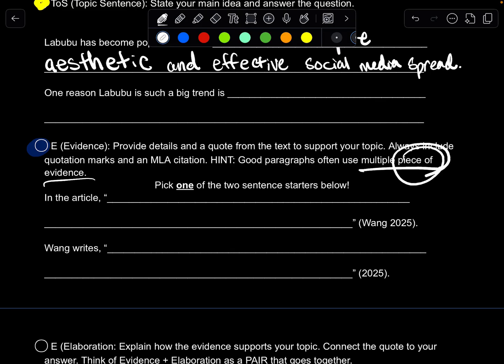Oh no, not a typo. Mr. Hesser should have put multiple pieces of evidence. Sad day. Okay, we learn, we grow, we do better. So you could use either of these sentence starters. For example, if you wanted to directly quote, you could say, in the article, and then quote it directly. You could write, Wang writes, and then quote the article.